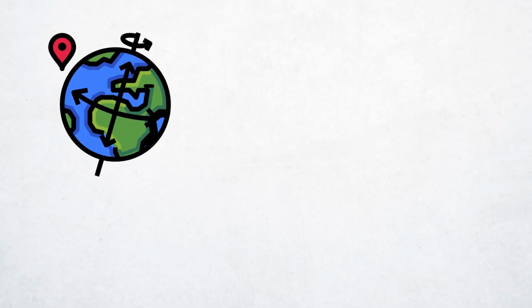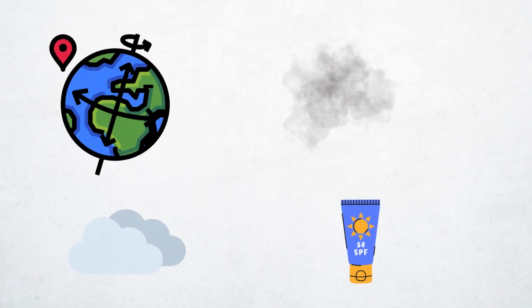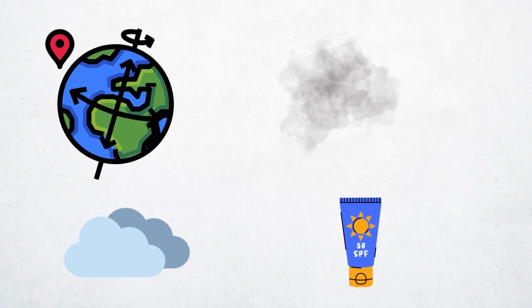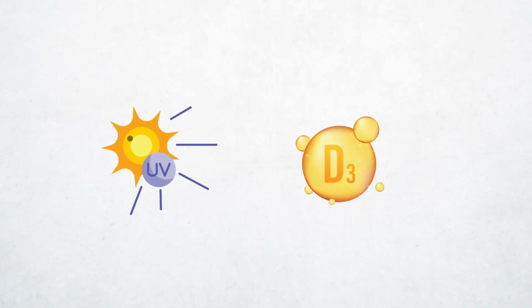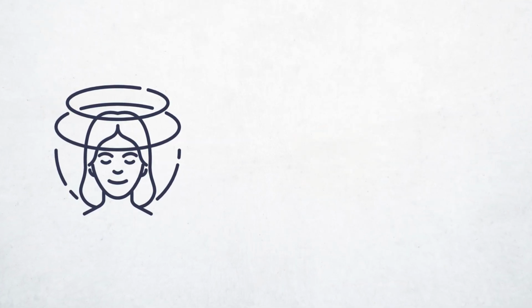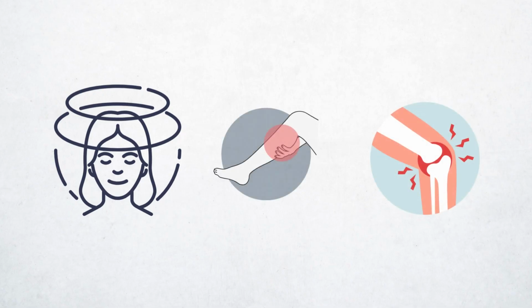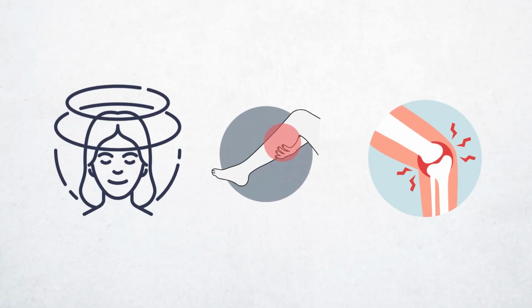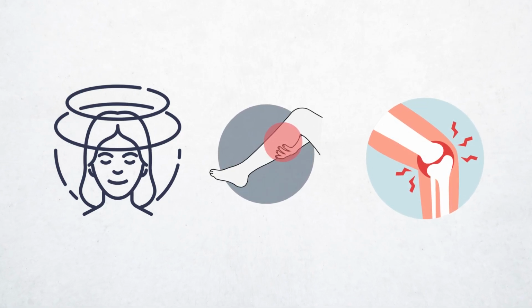But it also depends on the geographical latitude, ground altitude, smoke, cloud cover, or even sunscreen, where UV intensity and vitamin D3 production can significantly be affected by it. But there are some studies that have shown that sunlight is also beneficial for mental clarity and mood. Also good for blood circulation, which can also reduce muscle and joint pain.